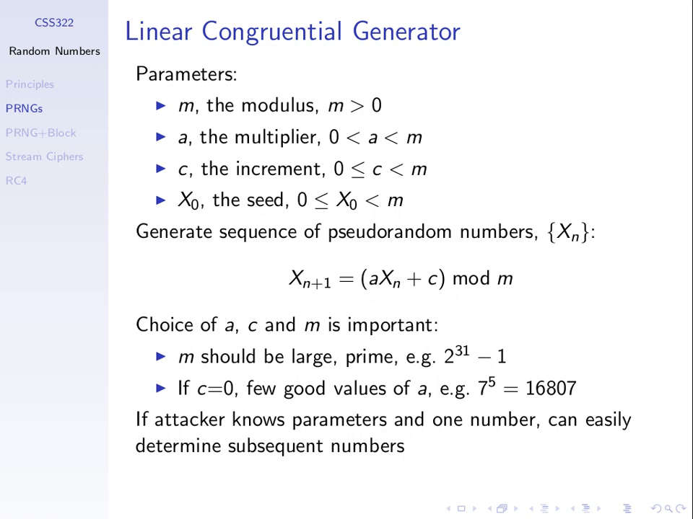What's important is the length of the sequence should be long, and to do that, m should be large. Mod 32, the sequence will contain the numbers between 0 and 31, no more. If it's mod 1,000, we have a potential of 1,000 different values in the sequence. Mod 1 million, 1 million different values. So make m as large as possible, depending upon your computer, a 32-bit number. And there are only a few good values for a if you set c to 0. This is one example. Try that, and we'll continue next week. Enough for today.